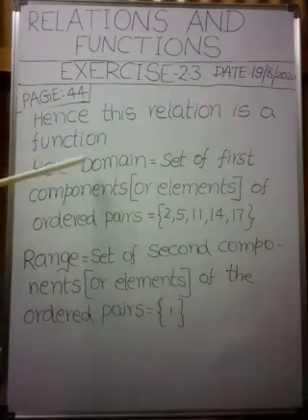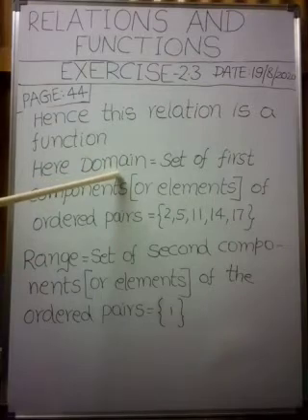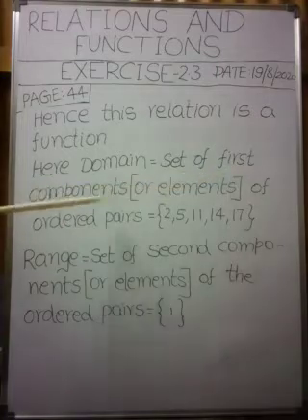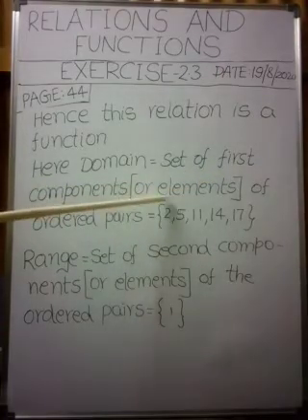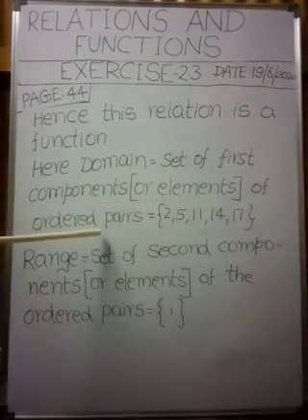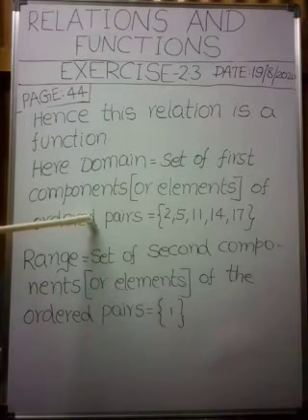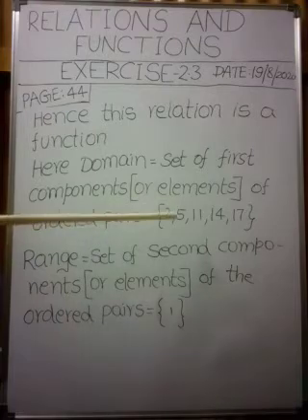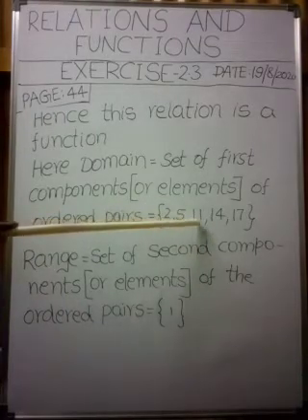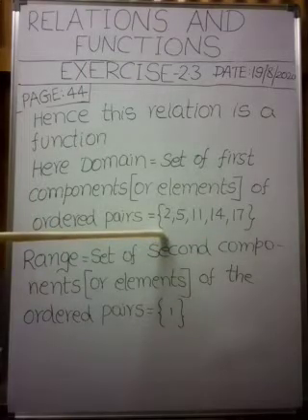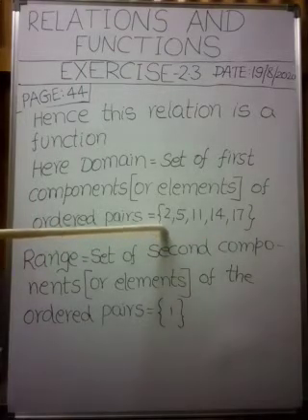Right. Here, domain. You have to recollect the definition of domain. What is meant by the domain of a function? The set of first components or elements of the ordered pairs. What are the first components of the ordered pairs in the given relation? 2, 5, 8, 11, 14, 17. So this is the domain of the function. Understood this point, my dear children?